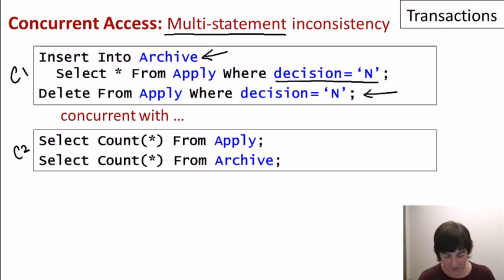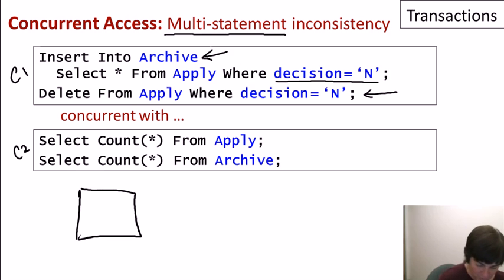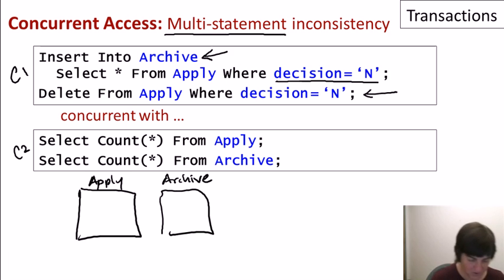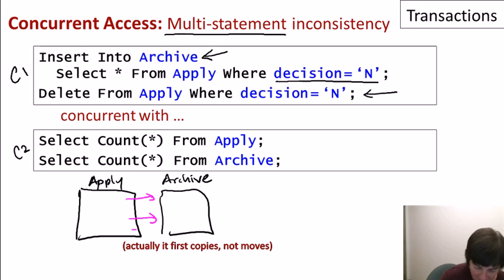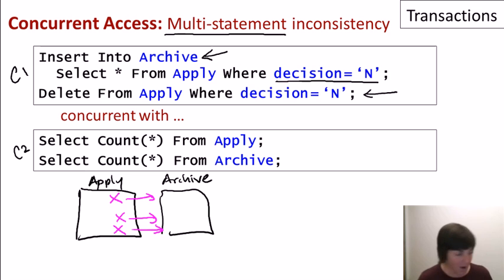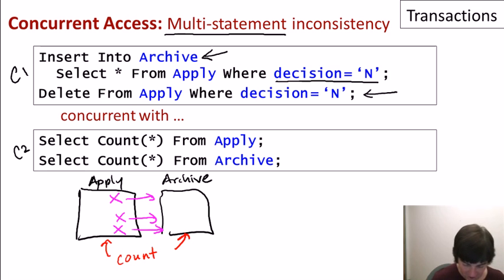The second statement, the second client, just happens to want to count the number of tuples in the apply table and in the archive table. So again, we have our two tables that we're concerned with, the apply table and the archive table. And what the first client is doing is it's moving some tuples from apply to archive, and then in a second statement deleting those tuples from apply. Our second client, I'll put this one in red, is counting from the apply and then counting from the archive.